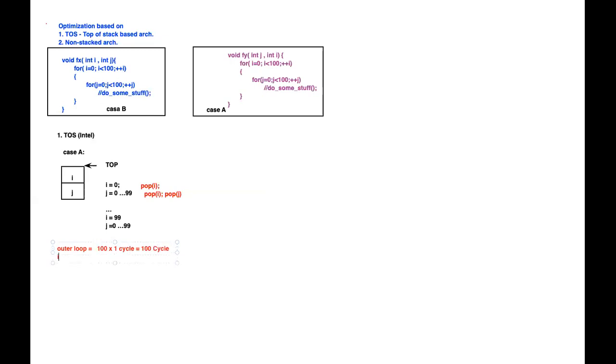And then we have an inner loop, which will run 100 over 100 times, right? Yes. But for these, it will take two cycles because pop I and then pop J. Then only you can access J, right? Mm-hmm. So in this case, it will take what? Roughly 10,200 cycles. Correct?